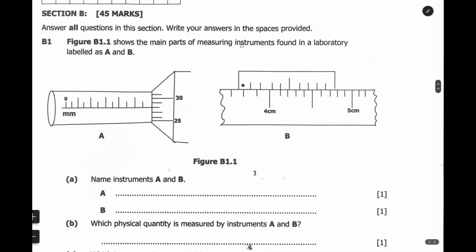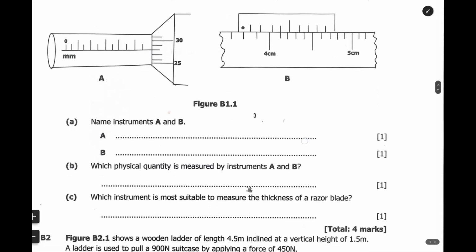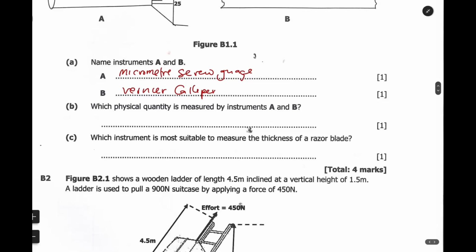What is question 1? Question 1 is: Figure B1.1 shows many parts of the measuring instruments found in the laboratory, instruments A and B. So as you can see the instruments, name the instruments A and B. So A is what you call the micrometer screw gauge. Then B is the vernier caliper.